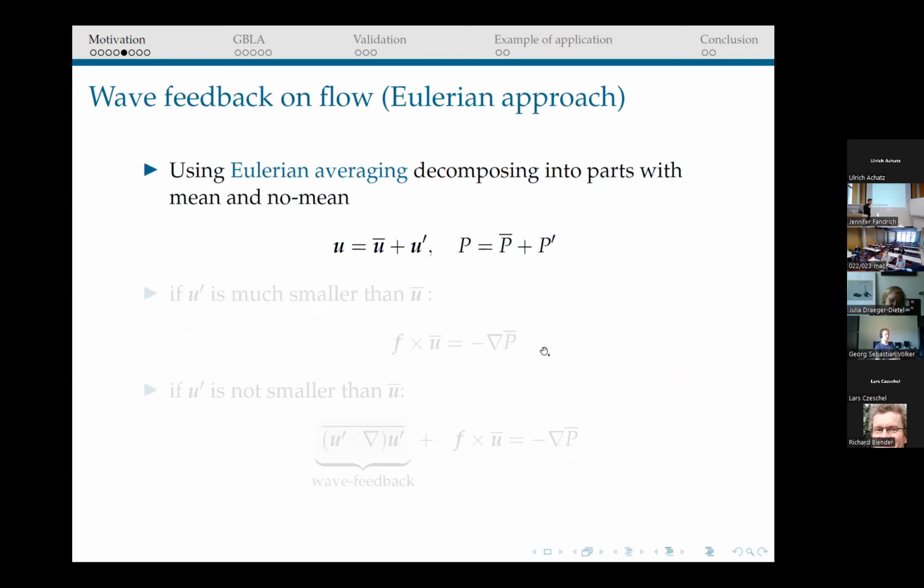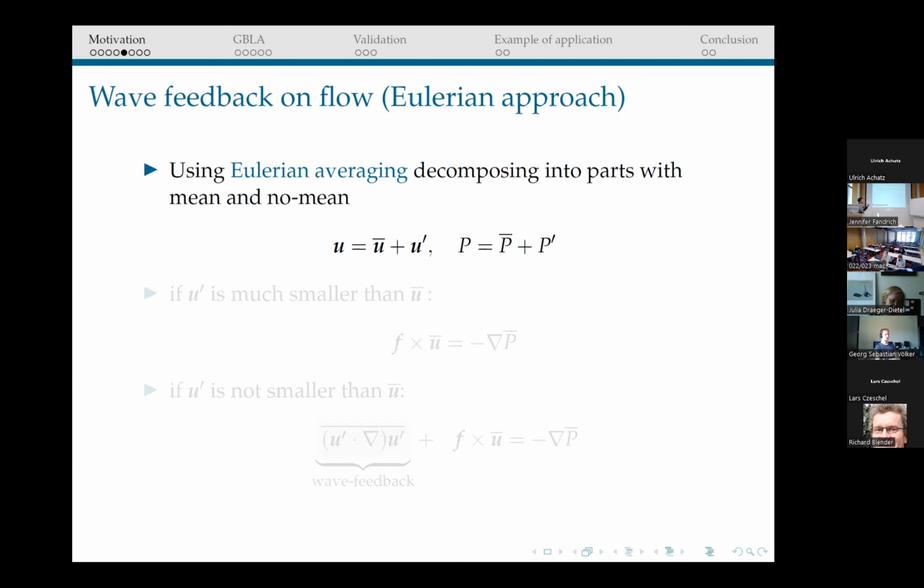Another reason for the superiority of Lagrangian mean, which I'm more excited about, more as a theoretician, is how Lagrangian mean includes the wave feedback on the flow very naturally.